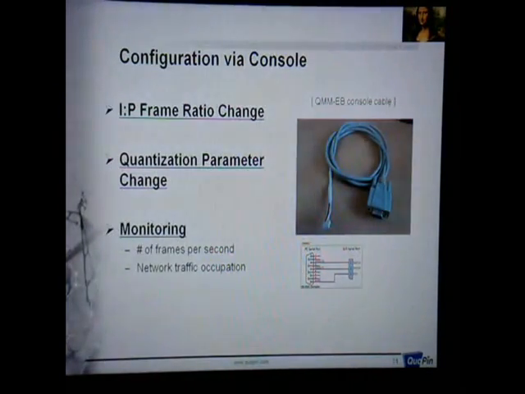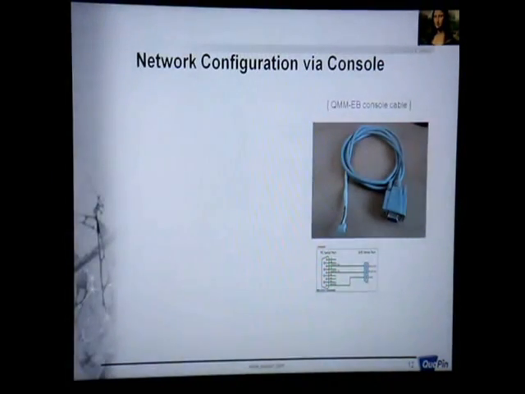Developers also can check the number of video frames per second transferred by MonaLisa and network traffic in bits per second when they change those parameters for resolution setting, IP frame ratio, and quantization values. You can change in the MonaLisa module such values as MAC address, IP address, and others.